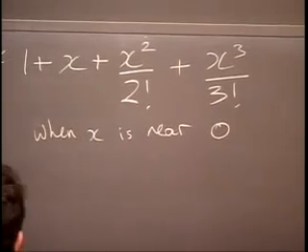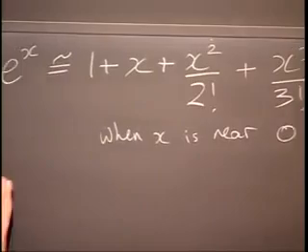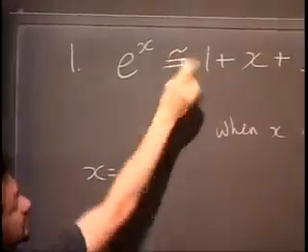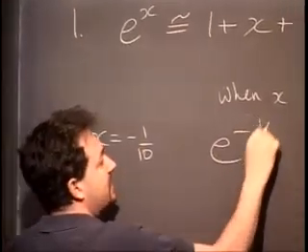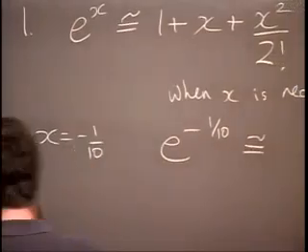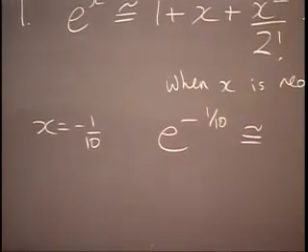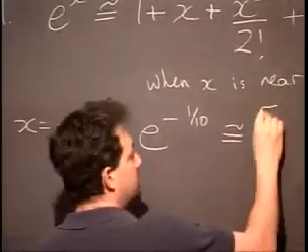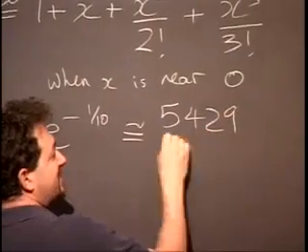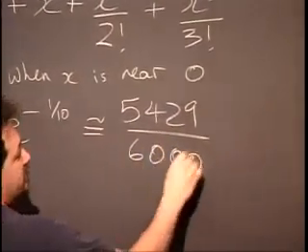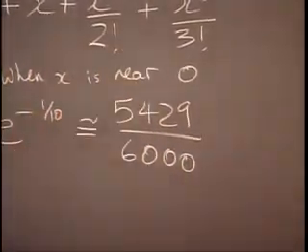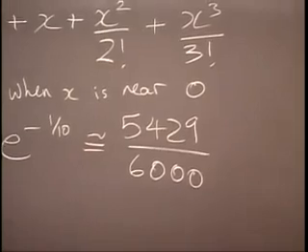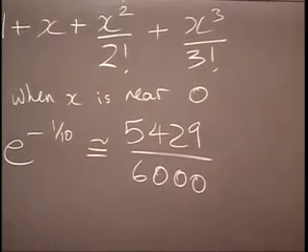In particular, we had substituted in x equals minus a tenth, and we found that e to the minus a tenth was approximately equal to, I think, 5429 over 6,000, which was easy enough to calculate just by plugging a tenth into that. And the beauty of it is we don't need a calculator or anything like that.